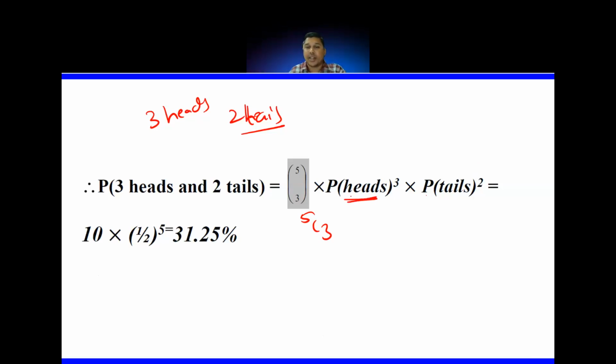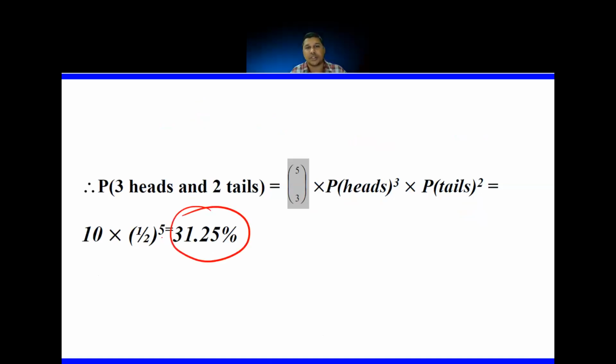When you get heads, my target was to get heads, so that is success, P. The probability of getting heads is 1 by 2. That is P. 1 minus P will again be 1 by 2 only. So if you multiply that, you get something like this. The probability of getting 3 heads when you toss a coin 5 times is 31.25%.